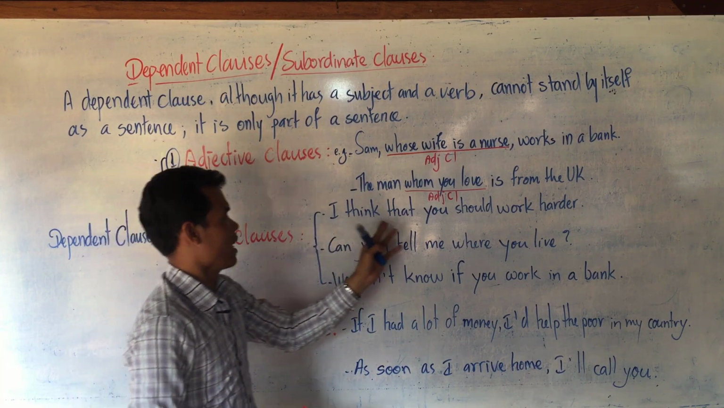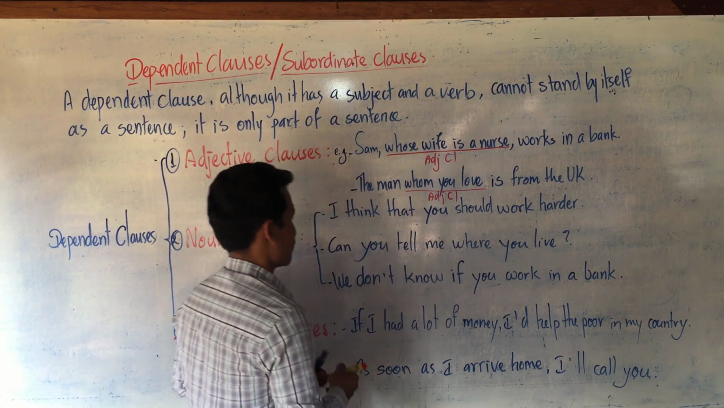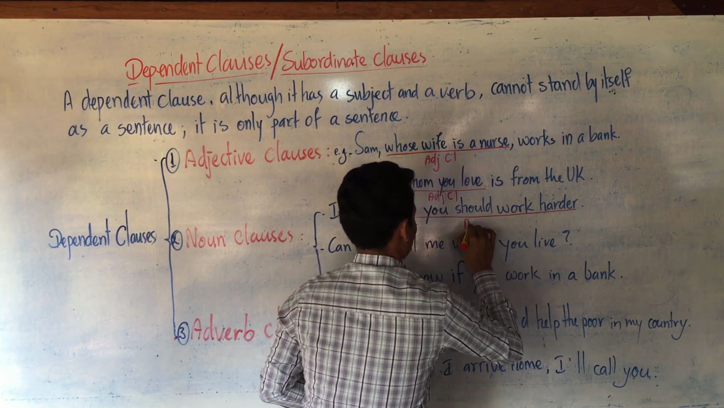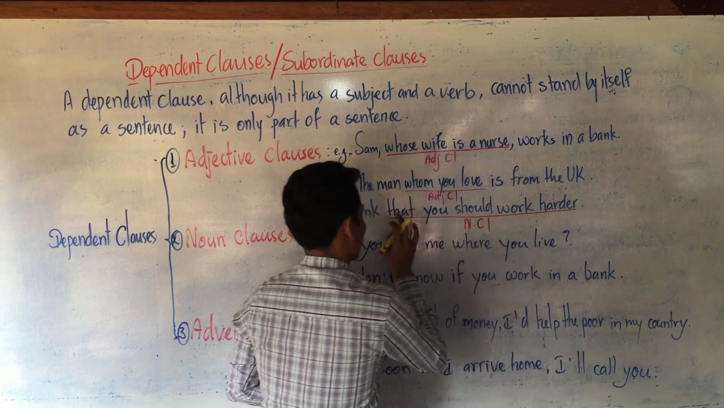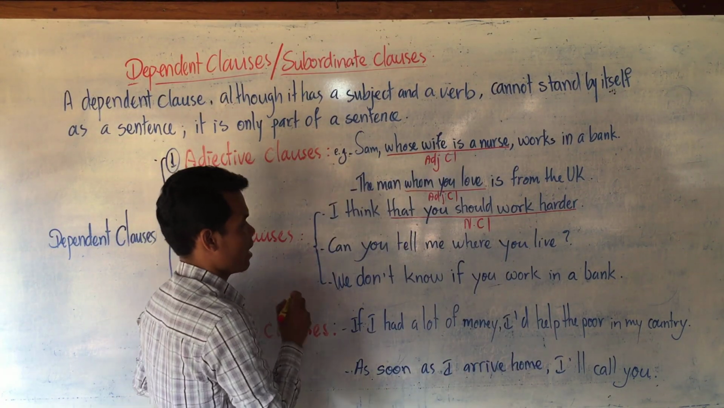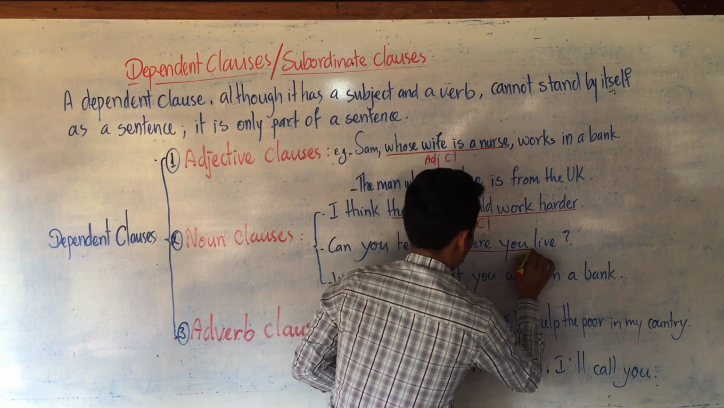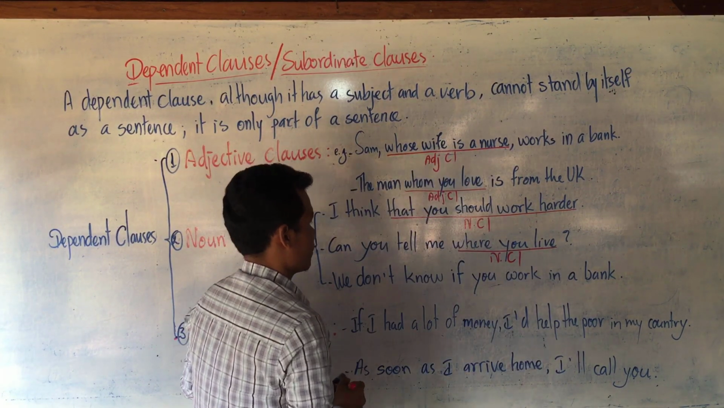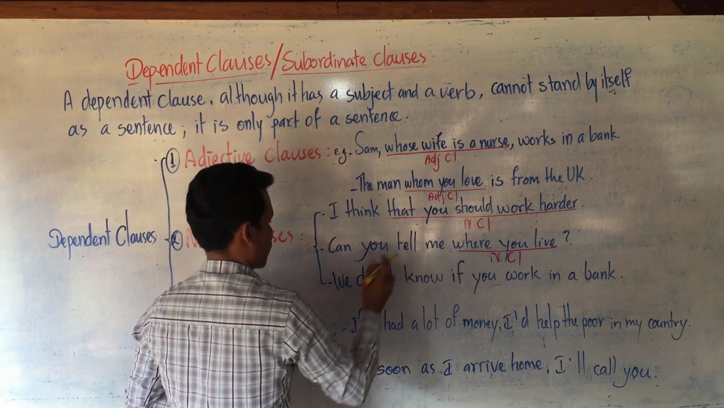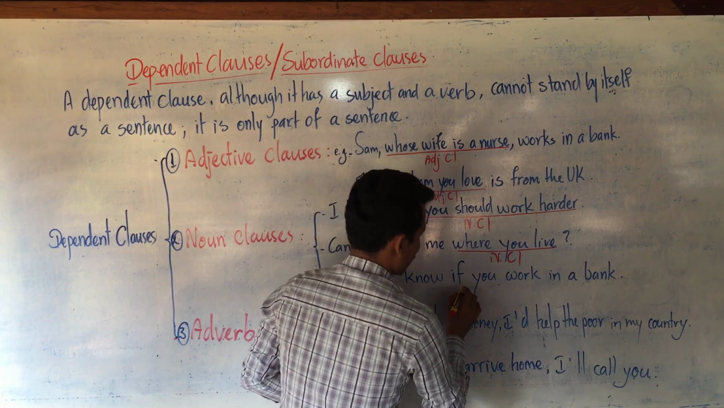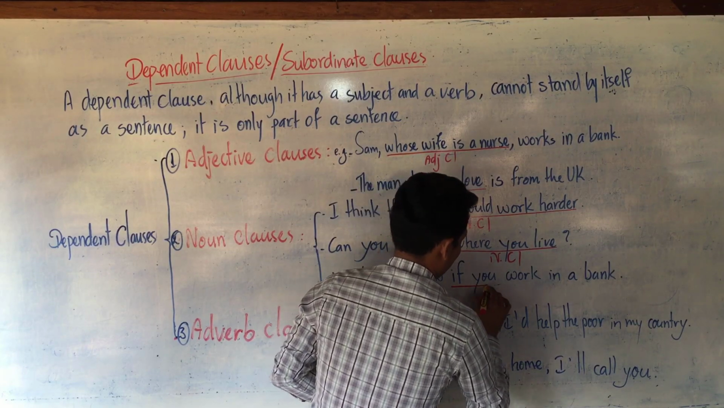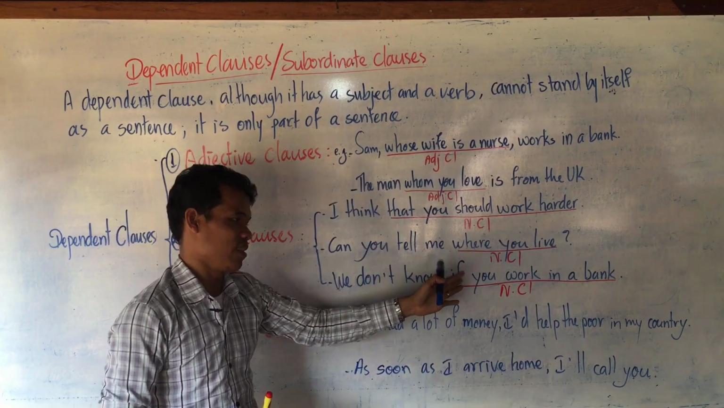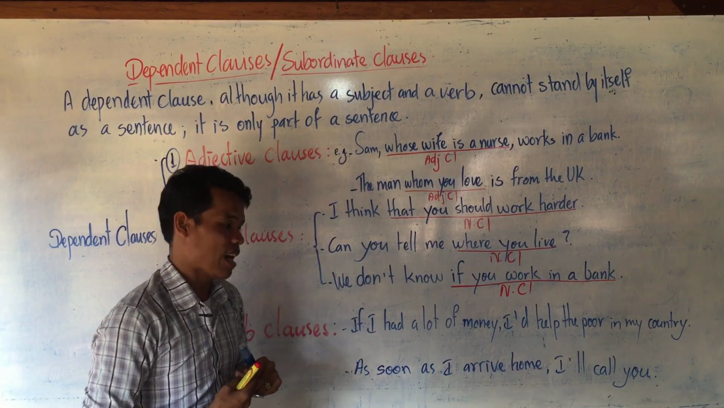Noun clause: I think that you should work harder. So from that to work harder is a noun clause. That is a subordinator. Can you tell me where you live? Where you live here is a noun clause. It starts with WH, a clause marker or subordinator. We don't know if you work in a bank or not. So it's a noun clause. You can see three examples of noun clause.